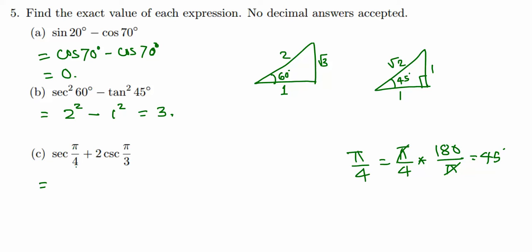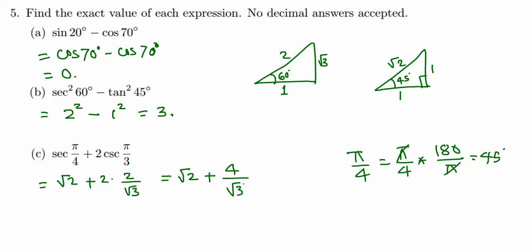So secant pi over 4 is root 2 over 1, just root 2, plus 2 times cosecant pi over 3. Pi over 3 is the same as 60 degrees, so we can use this triangle. Sine would be root 3 over 2, and cosecant is the reciprocal of sine, 2 over root 3. So we have root 2, no decimals, just root 2, plus 2 times 2 over root 3, which is 4 over root 3.